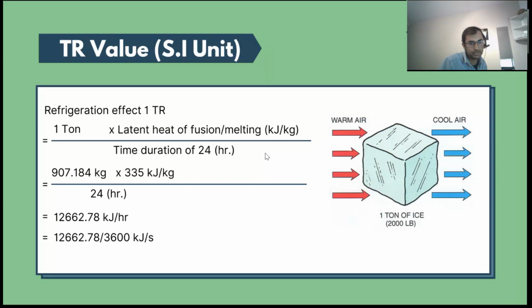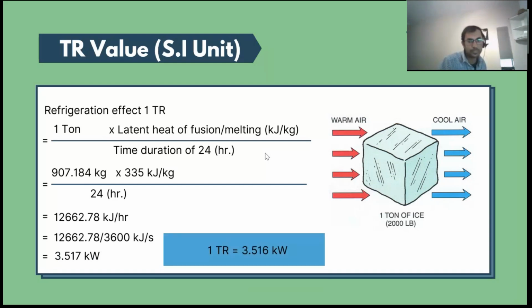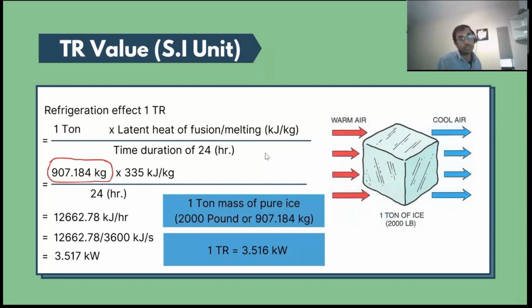And if we change into kilojoule per second, we just divide by 3600, so it will be 3.516 kilowatt. So 1 ton equals 3.516 kilowatt, and we have to keep this in mind. Basically, if we know the process of how to derive it, it will be remembered automatically. Now here 907.184 kg is 1 ton, but it is not 1000 kg, because 1 ton of mass of pure ice is a little less. It is 907.184 kg. That's why we are using 907.184 kg instead of 1000 kg.